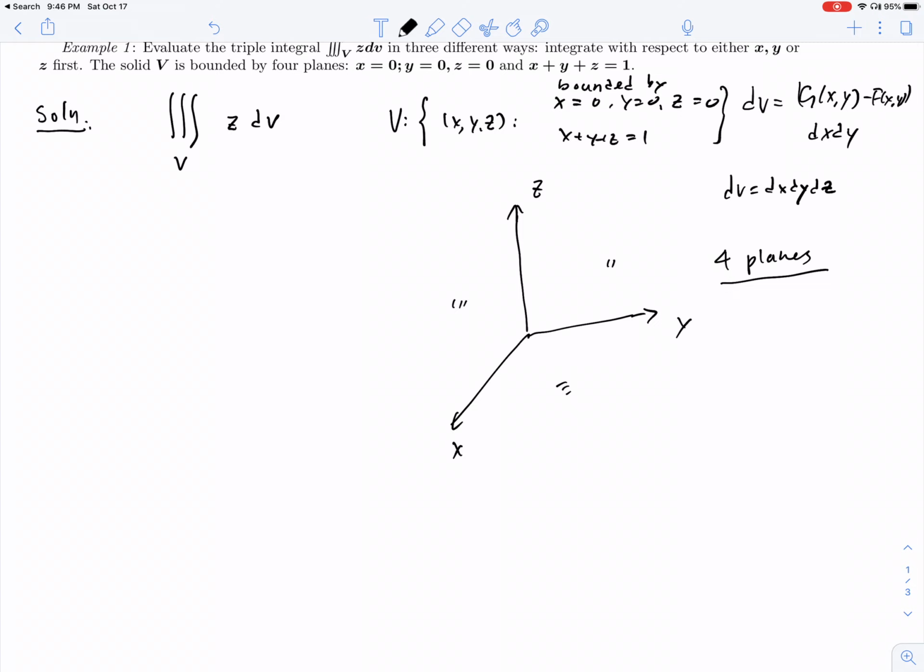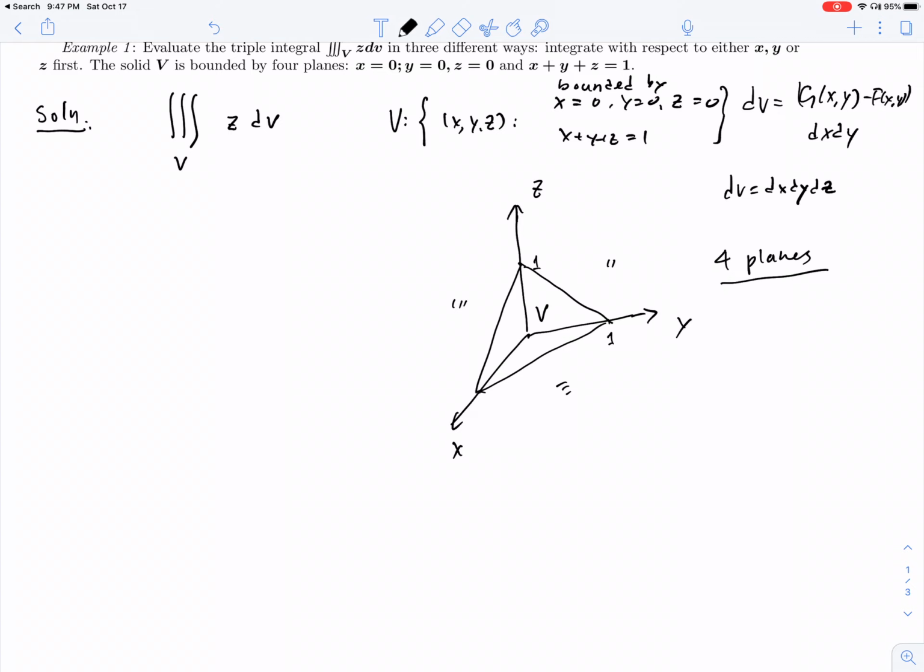So we have 3 planes over here, right? And then this is the crucial one: x plus y plus z is equal to 1. And we know how to do this. We look at the intercept, and then we have the triangle. It's just part of the plane. Okay. So this is the region over here. This is V.